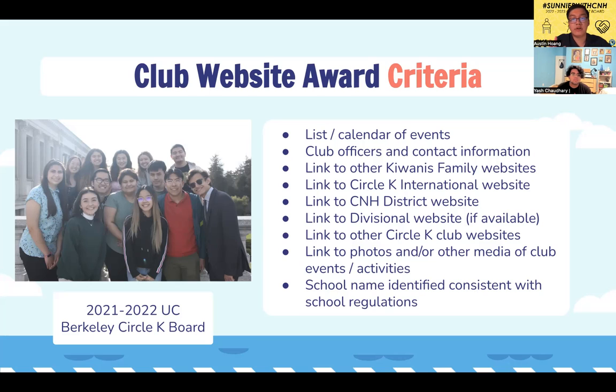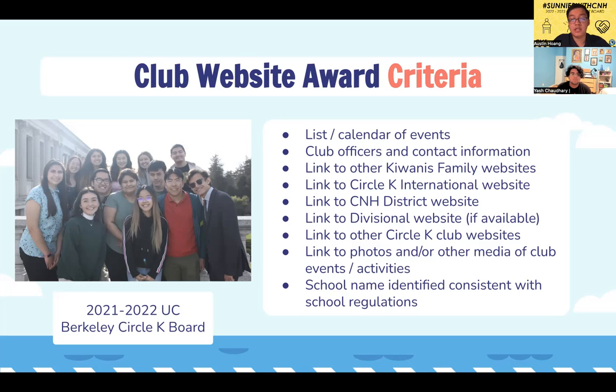part of the award criteria is having relevant links to other websites as part of the Kiwanis family. So for example, a link to the Kiwanis family website, this can be your sponsoring Kiwanis club. Also linking to the CNH district website as well as the CNH International website. And if your home division has a website, having a link to that as well.